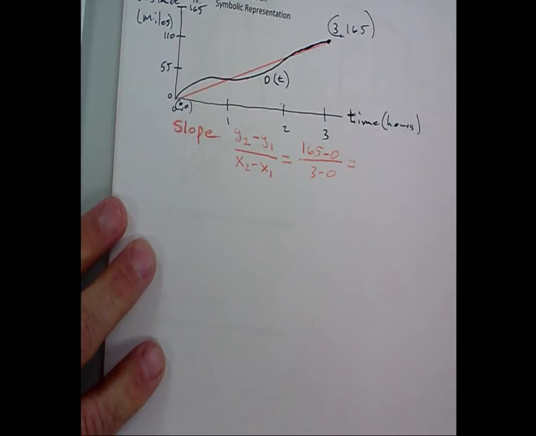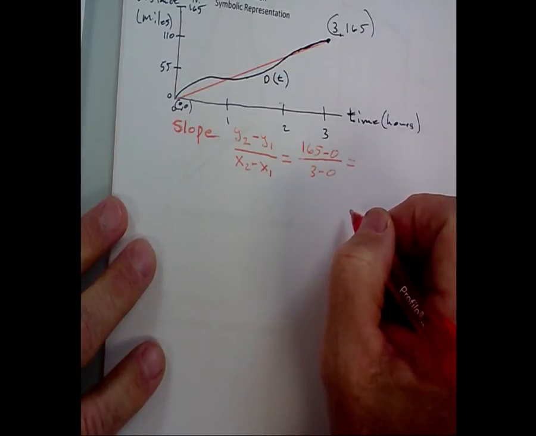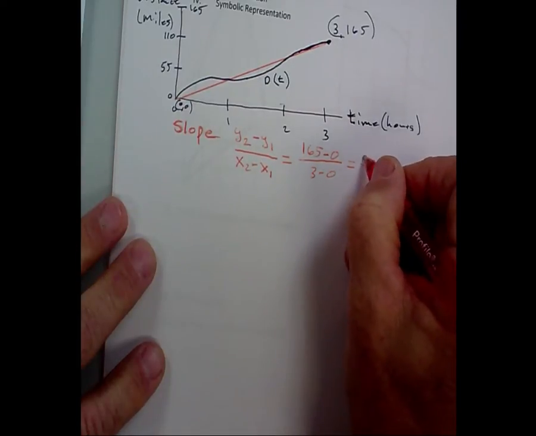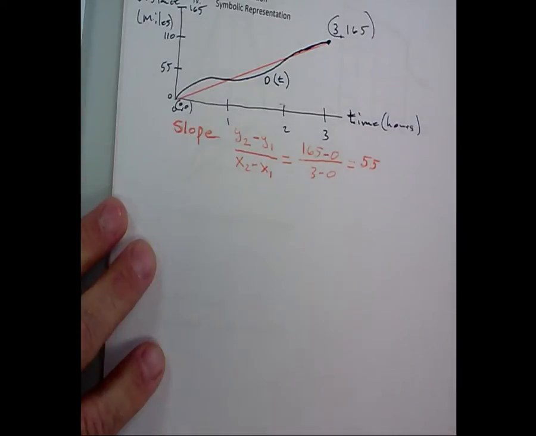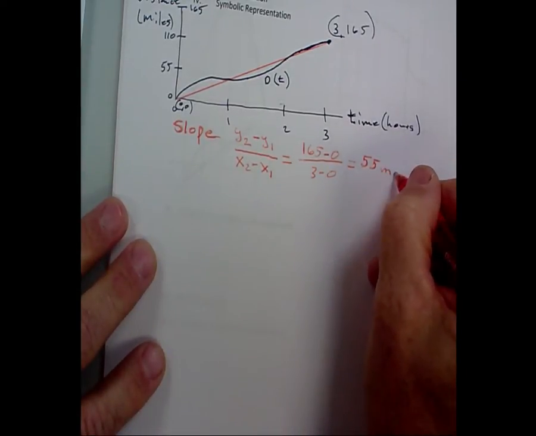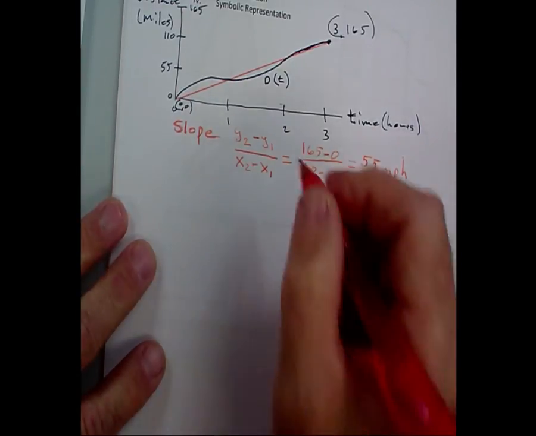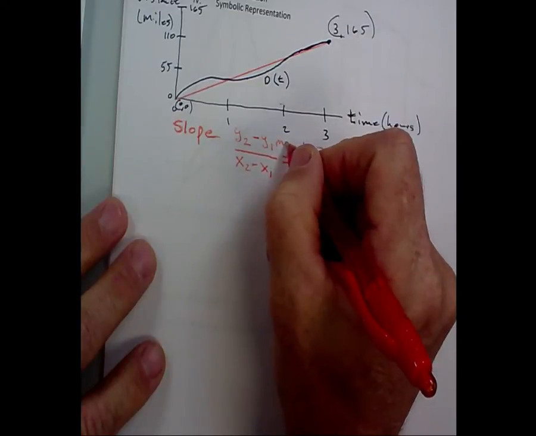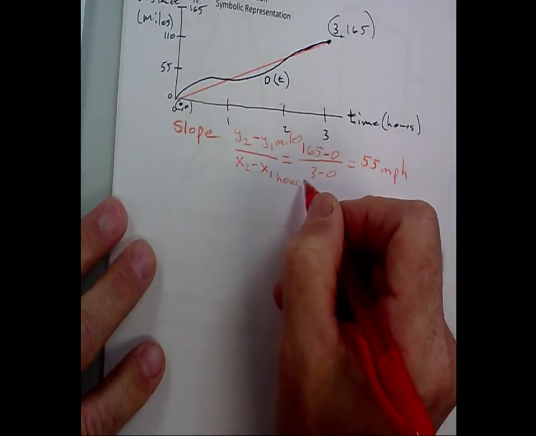So 165 divided by 3. Do you know what 165 divided by 3 is? Is it 55? It is 55, okay? That's very good. 55 what? Miles per hour. Miles per hour. Because this is miles, right? And these are hours. Would you agree?